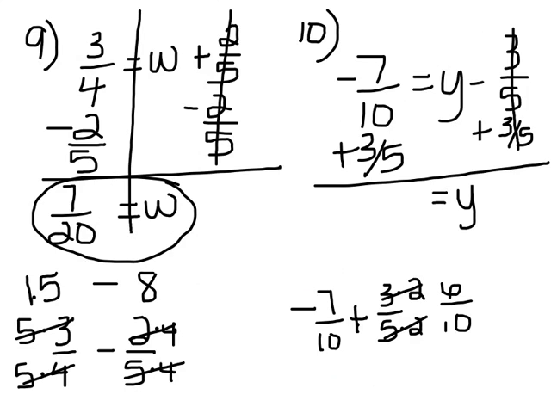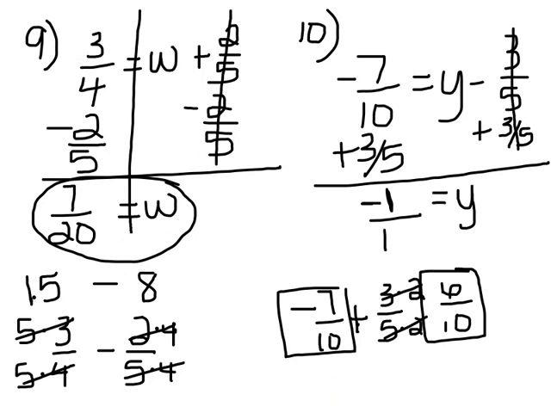So we have a -7/10 plus 6/10. Now we have different signs, so we will be subtracting. 7 minus 6 is 1, or a negative 1, because our 7 holds the negative sign, the larger number. So a negative 1 over 10 is our final answer.